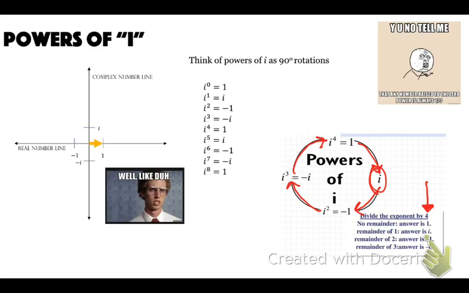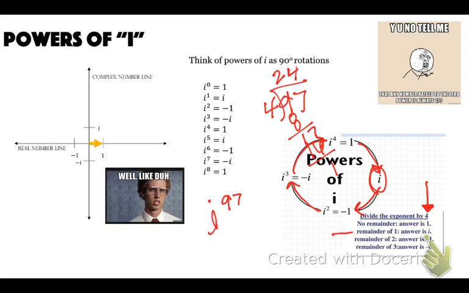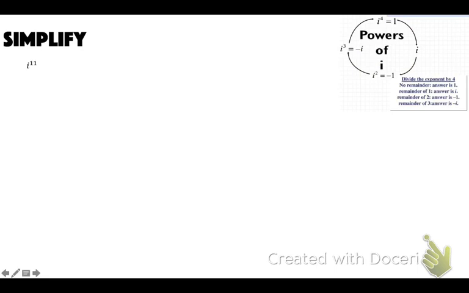So if we did an example, say we had i to the 97th power, and I want to know what that is. Well, I can just do 97 divided by 4. 4 goes into 9 twice, that's 8, 1, 7. 4 goes into 17 4 times, and that's 16. I have a remainder of 1. So if I have a remainder of 1, the answer to this is just i. Pretty cool.